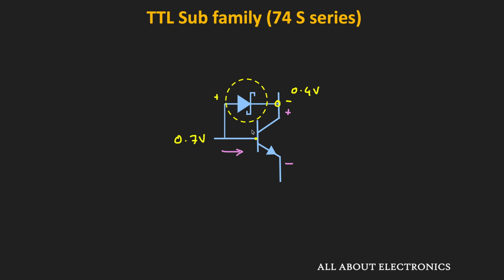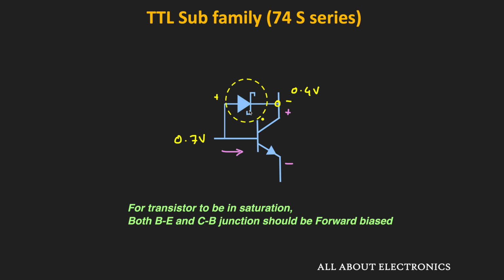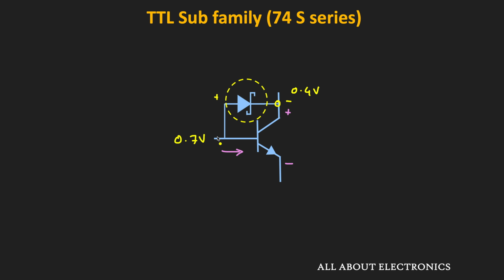And hence, in this case, this base collector junction will not get forward biased. Because as you know, for the transistor to go into saturation, both the base emitter and the collector base junction should get forward biased. But in this case, this collector base junction will not get forward biased. And in this way, the transistor won't go into saturation. So we can say that in this way, the Schottky barrier diode prevents the transistor from going into saturation. So these transistors with the Schottky barrier diode are known as Schottky transistors.